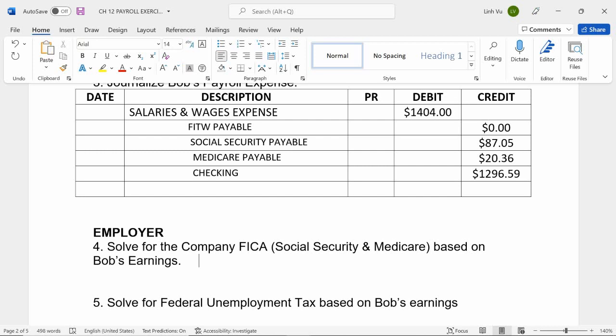The $20. That's only Medicare. How much else? Like the 87 with the 20, correct? Yes. The 20.36 and 87. So the total is 107.41.